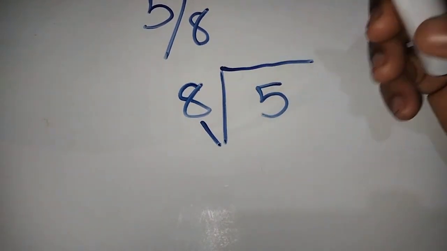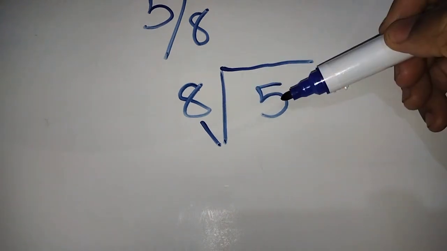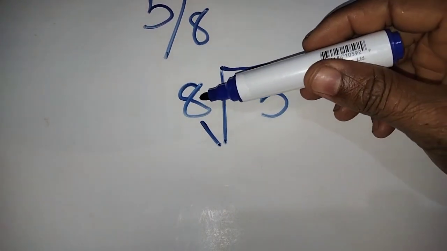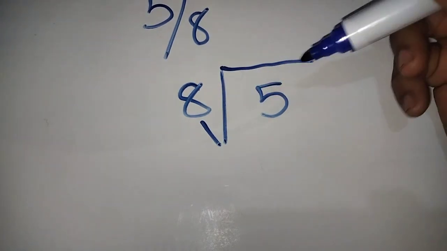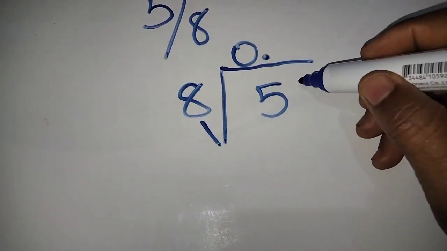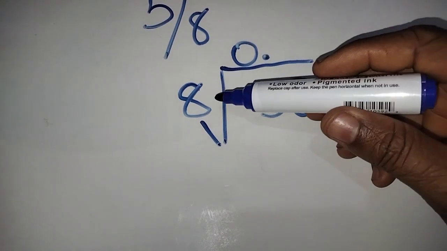Now 5 is less than 8, so 8 cannot divide 5, right? We're looking for decimals. So since 8 cannot divide 5, I'll put a 0 up here and introduce a dot, and I'll introduce a 0 here. Now 50 can be divided by 8.